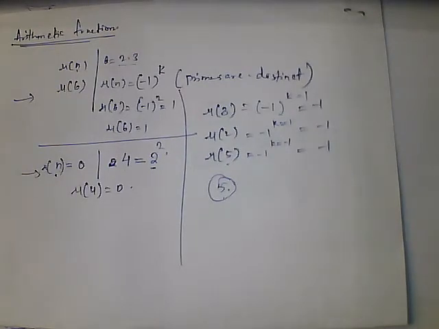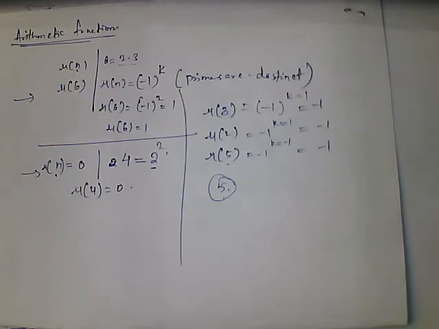So that is pretty much about the Mobius function. To be precise, it is a function mapping from N to R, or maybe N to C; you can consider both real numbers and complex numbers. You can go through the definition which is given in your book.